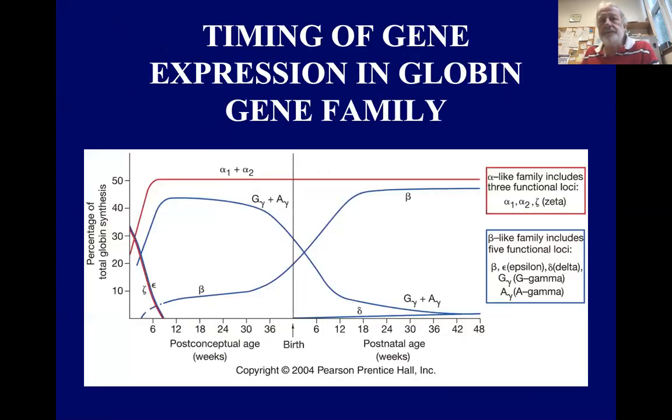And this shows you the timing of gene expression. So the alpha cluster in red lines, beta cluster in blue lines. You can see the vertical line in the middle there is birth, and so to the left of that is post-conceptual age in weeks, and to the right is postnatal age, also in weeks. So some of these hemoglobins start and stop their gene expression right at conception, and others wait till much longer in time. So different genes are expressed at different parts of the early life cycle in animals. That's what this example is illustrating.